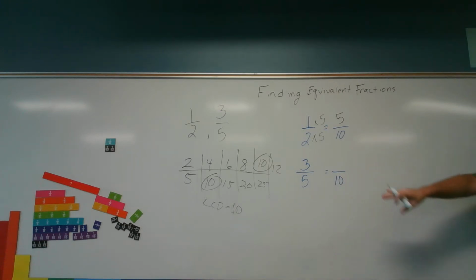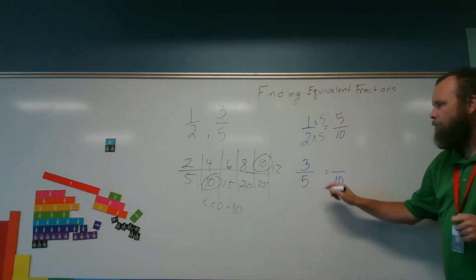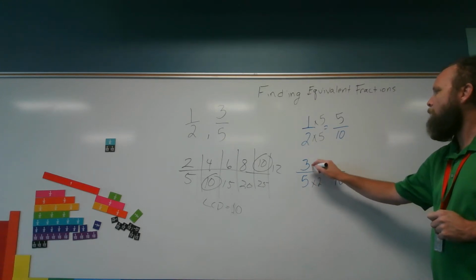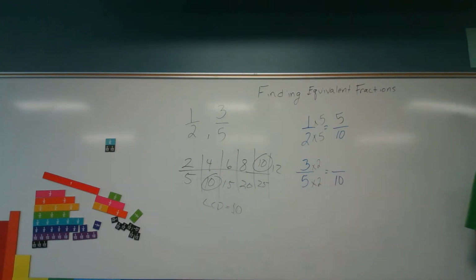Evelyn, what do I multiply by 5 to get 10? 2. If I multiply my denominator by 2, I must also multiply my numerator by 2. And Evan, what is my new numerator? 6. My second pair of notes.